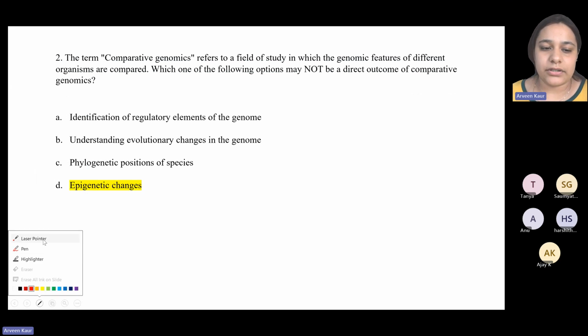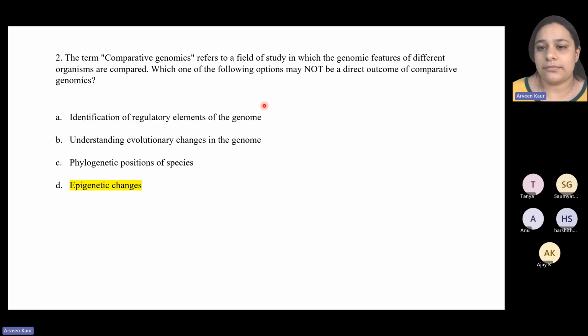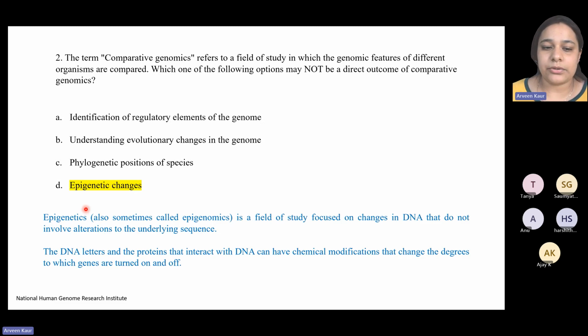So what we were doing was discussing this question wherein they had asked which one of these given options would not have been a direct outcome of comparative genomics, right? And we narrowed down the answer to epigenetic changes. And then we were discussing what epigenetics in general is and how these changes will not be able to be visualized using comparative genomics technique, right? So over here, I was giving an example about a protein which is histone.